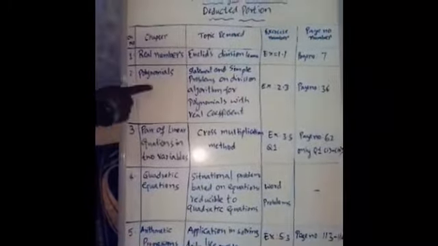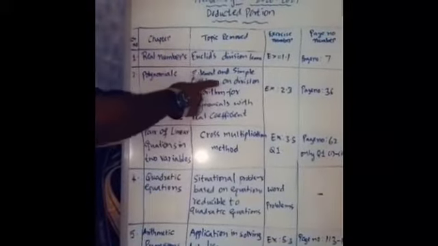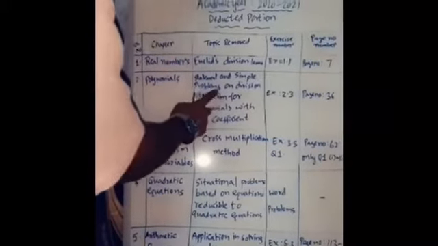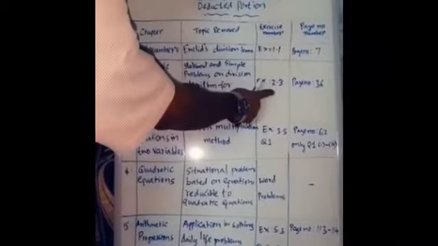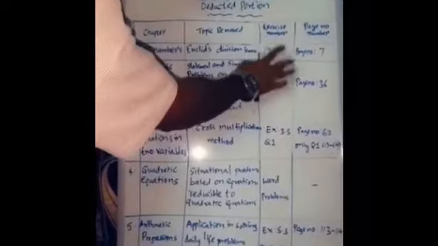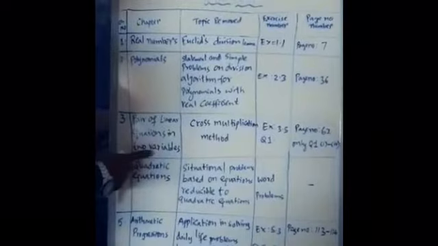Chapter number 2, Polynomials. The statement and simple problems on the division algorithm are deleted. Questions where you are dividing the polynomial are deleted. Exercise 2.3, the whole exercise, is deleted. Page number 36.